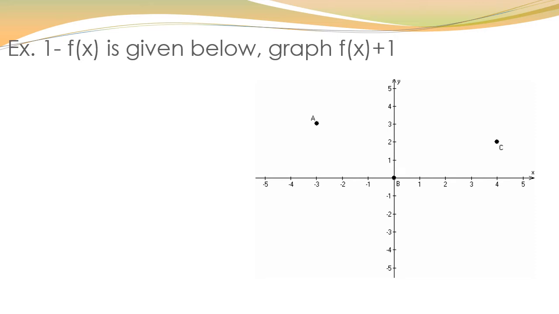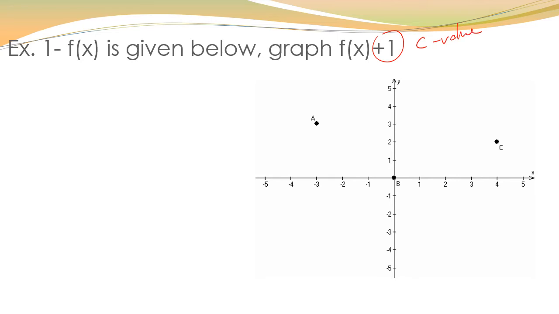Anyways, so f of x is given by these three coordinates, a, b, and c. And we want to transform them to come up with f of x plus 1. The first thing you have to identify, looking at that function notation, that function equation, is f of x plus 1. Is that 1 in your a, your k, your d, or your c value? Well, it's not the a, it's not the k, it's not the d. It is our c value.